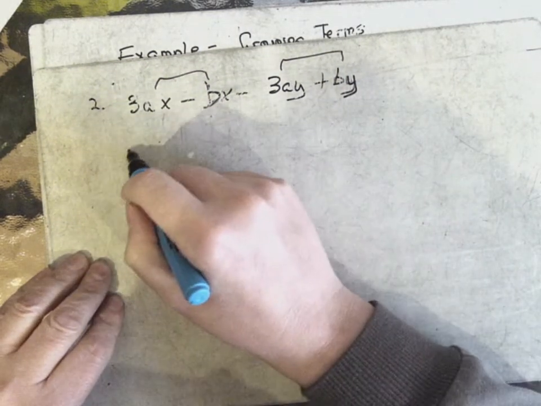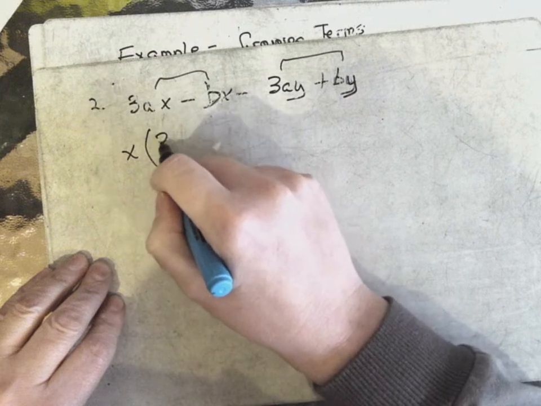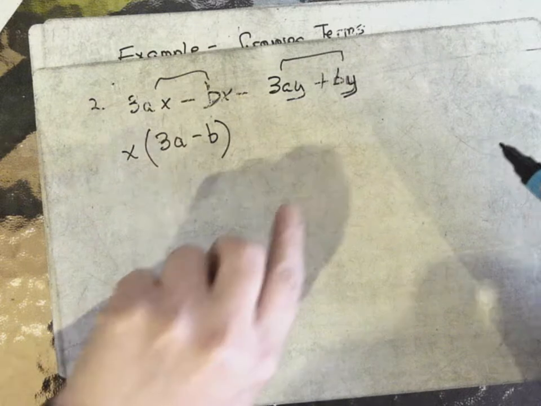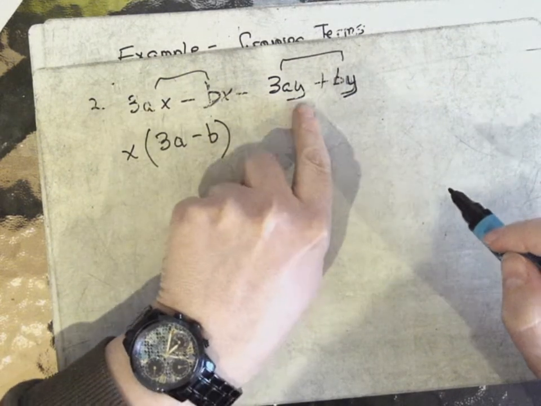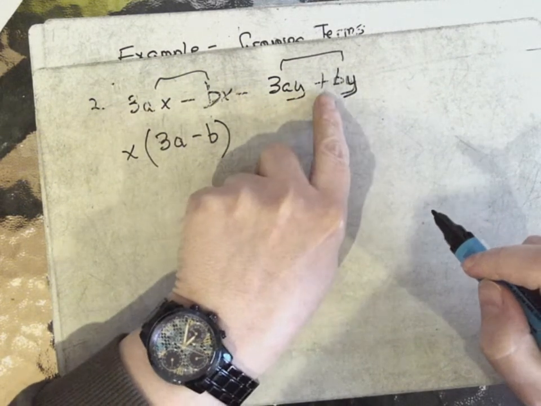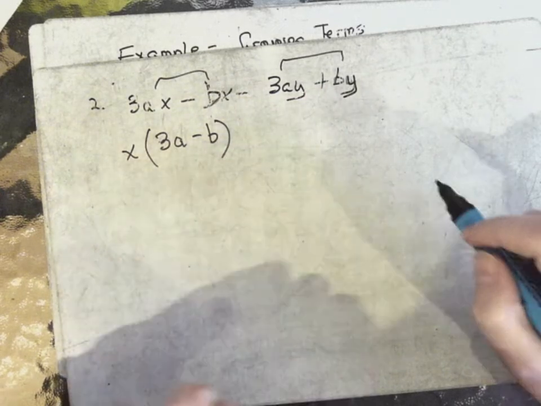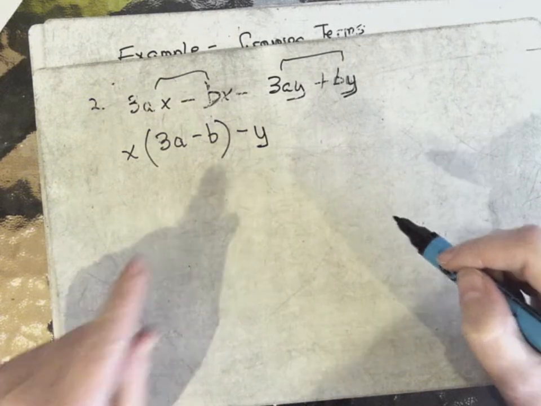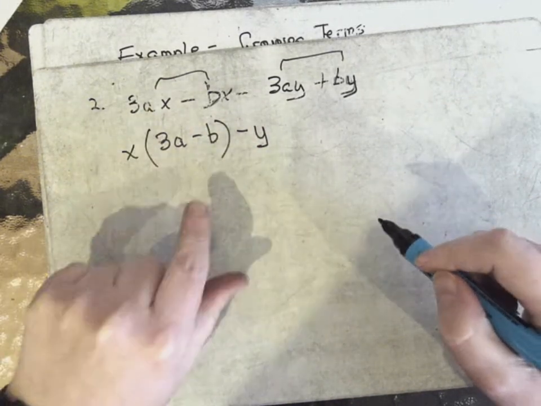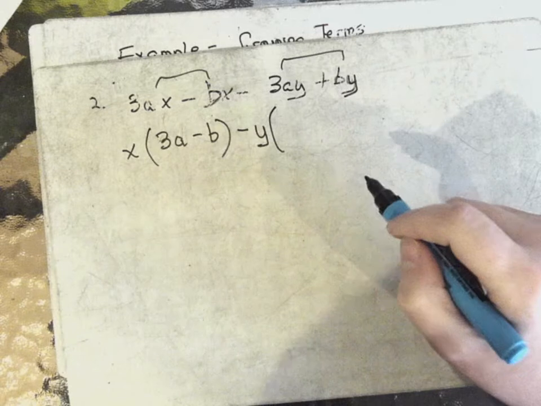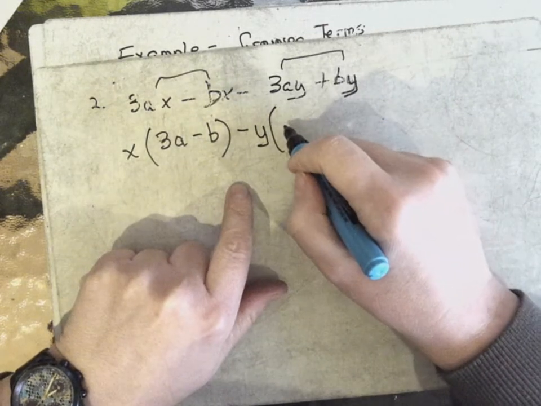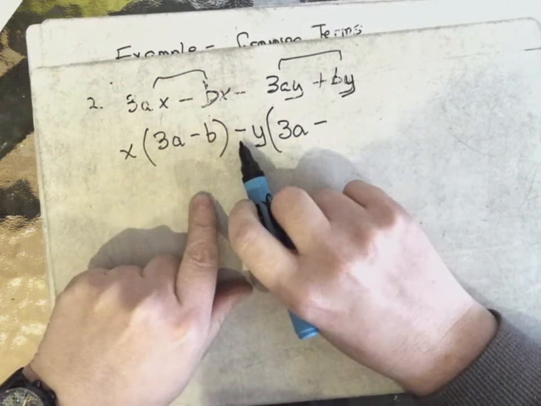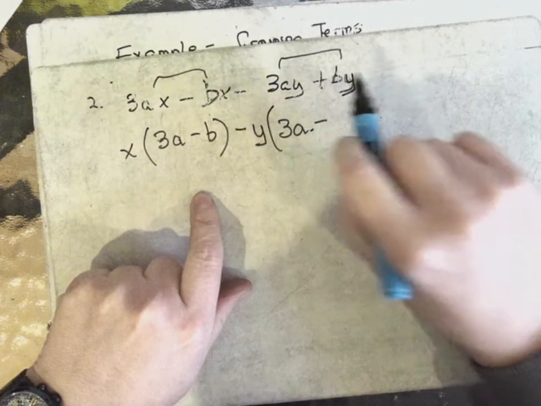Out of the first 2, there's an X common. What's left? A 3A and a minus B. Now, out of the second 2, there's a Y common. But this sign is a plus, and I want it to end up being a minus, so I have to take out a minus Y. Now it's the same as when you're multiplying in by a minus. When you're taking out a minus, you're dividing by a minus, so you change the signs inside. So the Y is gone, you're left with a 3A. Now this must change to a minus, because imagine you're multiplying back in. A minus by a minus is a plus.